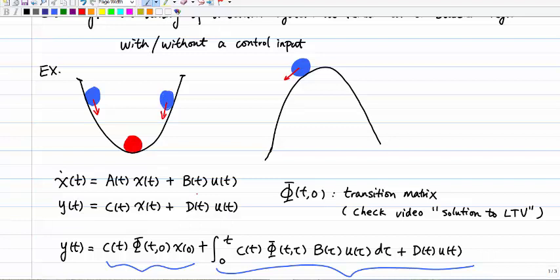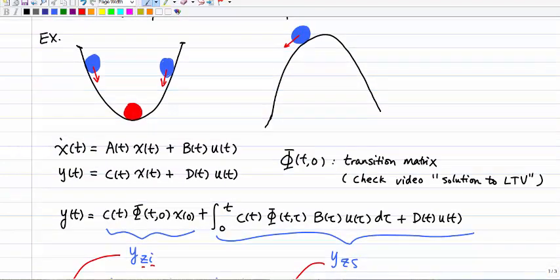Generally, if we consider a linear time variant system and define phi(t, t0) as a transition matrix, you can check the previous video about the solution to LTV for the definition of a transition matrix. Once we have the transition matrix, you can compute the solution y(t) as C(t) times phi(t, t0) x0, plus an additional term.